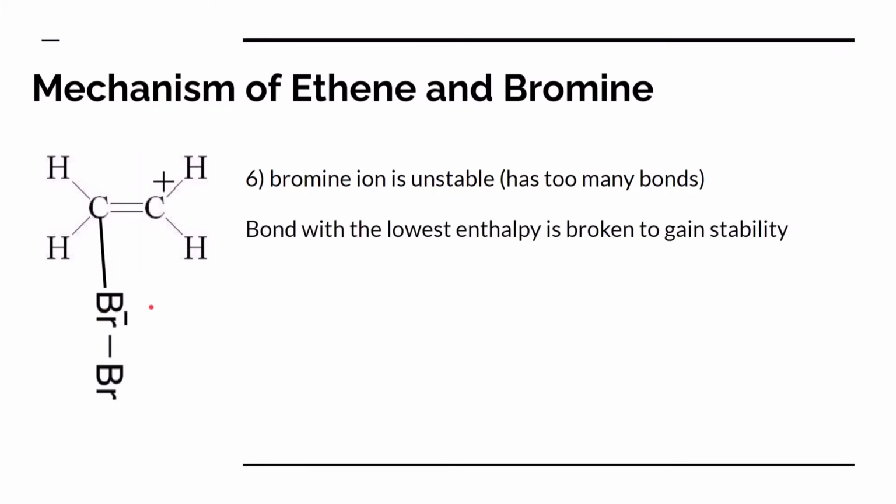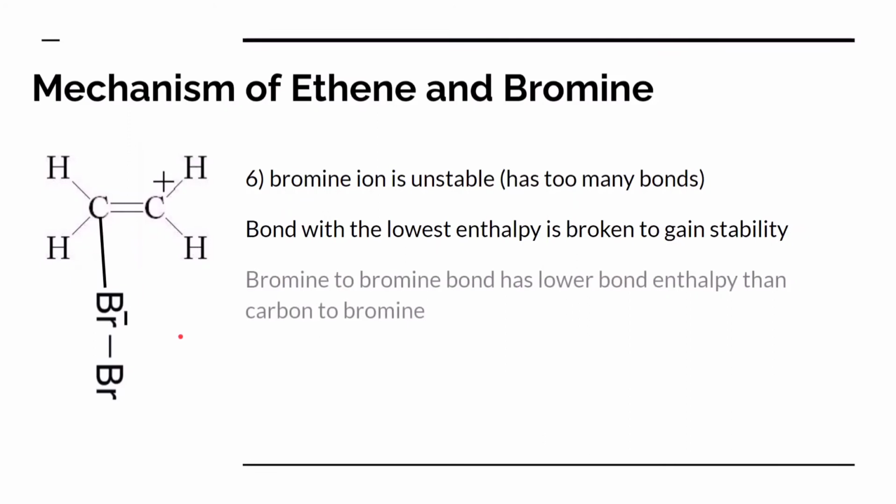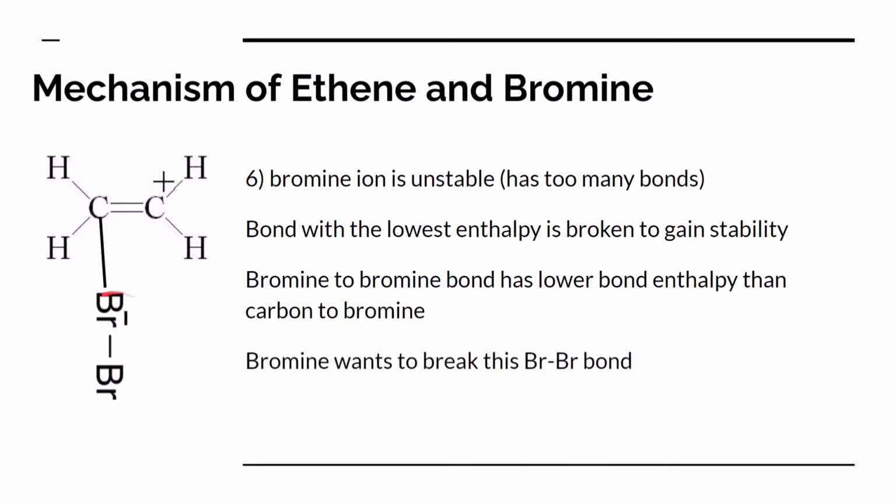So this means that this bromine ion wants to get rid of one of these bonds to become more stable. So one of these bonds has to be broken, and it's the bond with the lowest bond enthalpy, the least amount of energy needed to break the bond, that is broken. And so this bromine to bromine bond has a lower bond enthalpy than the carbon to bromine bond. So this means that this bond here requires less energy to break than this bond here. So this means that this bromine ion will want to break this bond to gain stability.